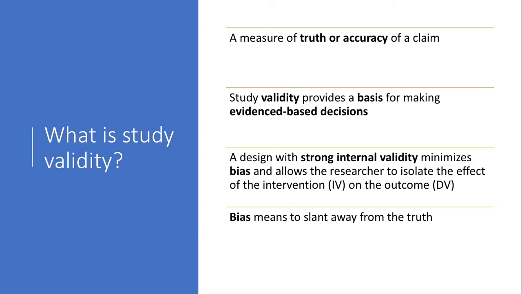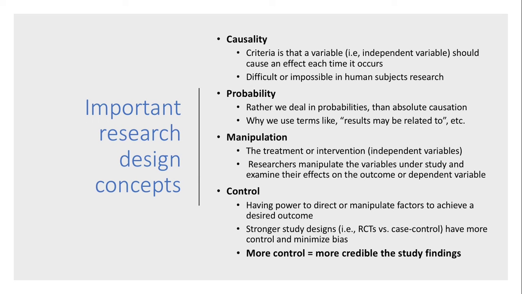We'll talk about that a little bit later. A design with strong internal validity minimizes what we call bias, and this allows the researcher to really isolate the effect of the intervention, or in this case the IV, the independent variable, on the outcome, which is the dependent variable. If you remember from last week, we talked about those concepts. And a bias is just a means to slant away from the truth.